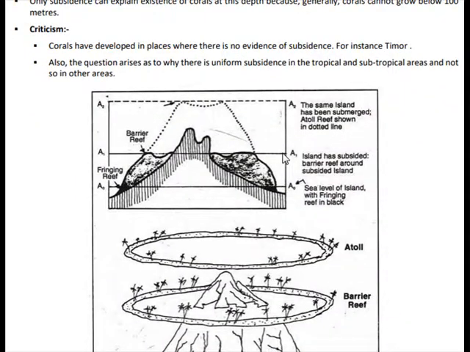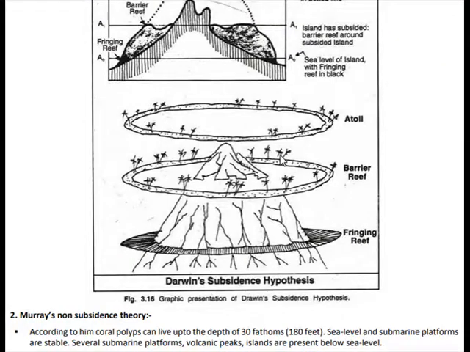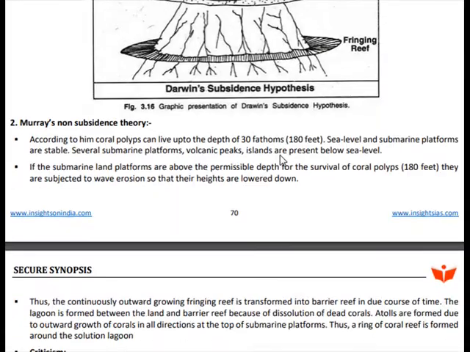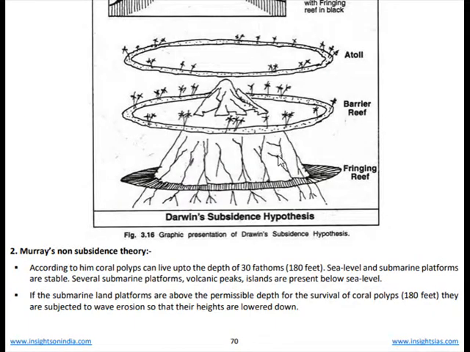Criticism. Corals have developed in places where there is no evidence of subsidence, for instance, Timor. Also, the question arises as to why there is uniform subsidence in the tropical and subtropical areas and not so in other areas. 2. Murray's non-subsidence theory. According to him, coral polyps can live up to the depth of 30 fathoms, 180 feet. Sea level and submarine platforms are stable.